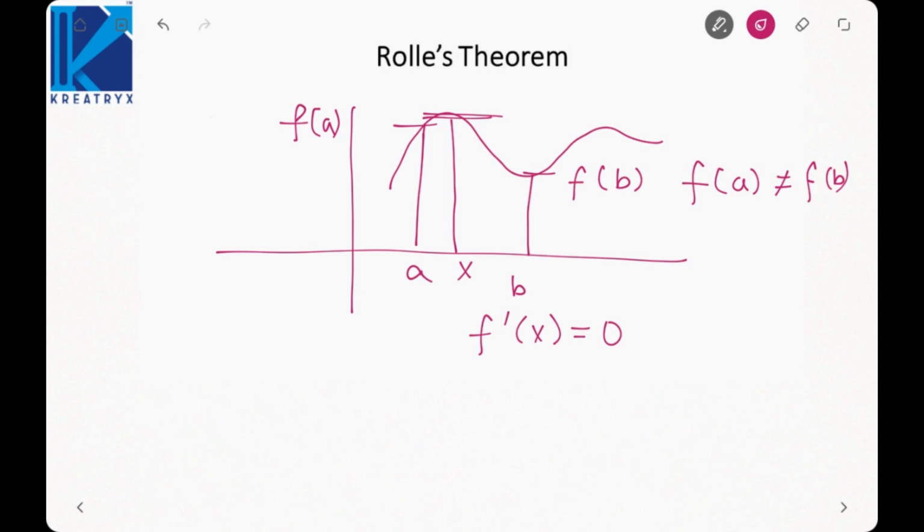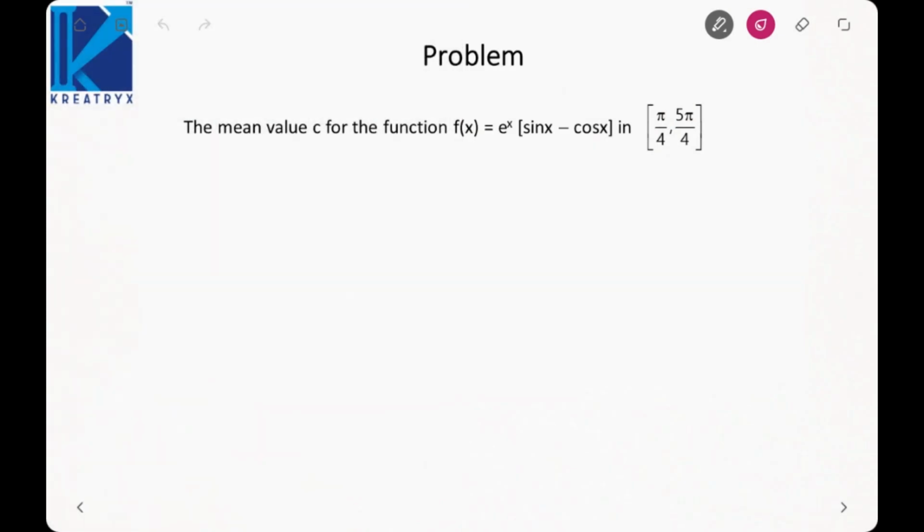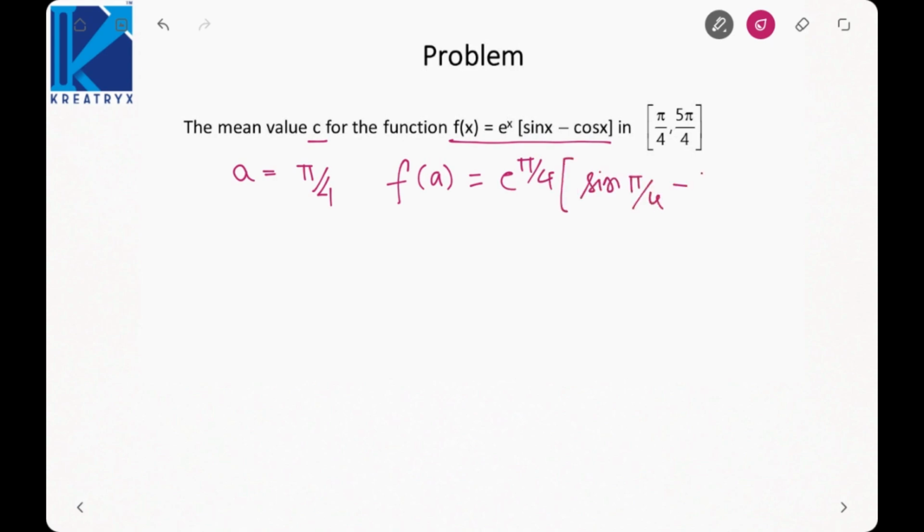So let me show you how we apply this theorem. It is asking me to find the mean value c for the function f(x) equal to this. Now if you calculate, a is actually the lower part of the interval, that is pi by 4. So what is f(a)? e raised to the power pi by 4 times sin pi by 4 minus cos pi by 4, which will come out to be 0.